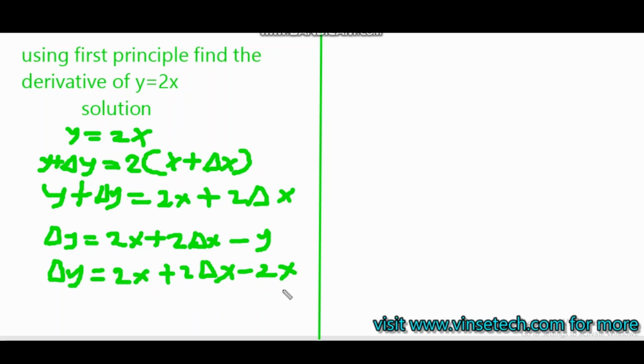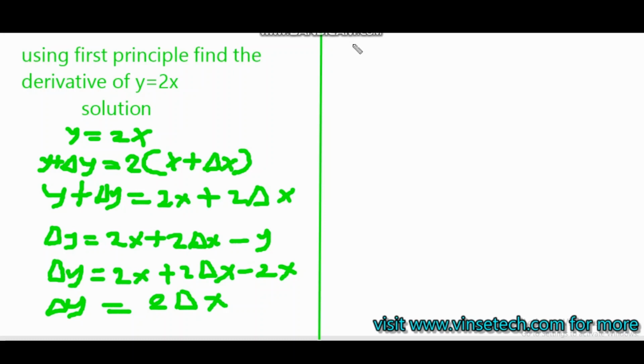Looking at this last equation, we can see that this 2x can cancel out. So we now have 2x minus 2x, which is equal to 0. So we now have change in y is equal to, by the time we subtract this, we'll be left with 2 change in x. So the next step now is to divide both sides by delta x.